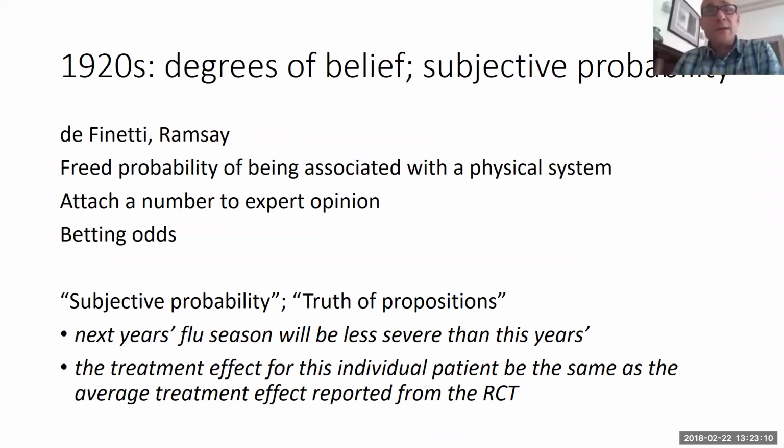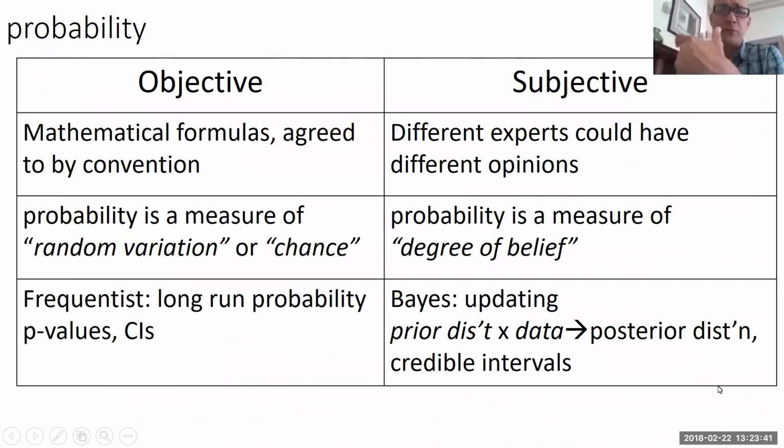The other step forward in the 1920s was this idea of subjective probability. This is due initially to De Finetti and Frank Ramsey. They saw that you could attach a number to expert opinion as long as the number that you attached to expert opinion obeyed the laws of probability. In other words, the number had to be between 0 and 1, and if you had mutually exclusive events, they had to add up to 1.